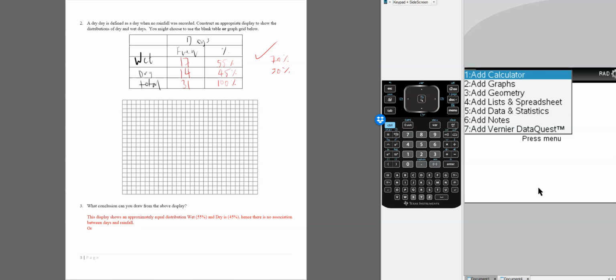Or you could also argue the opposite, that there is a difference. This display shows a 10% difference between the wet, which is 55% of the days, and dry, which is 45%. Hence, since there is a difference, there is an association between days and rainfall. Okay.